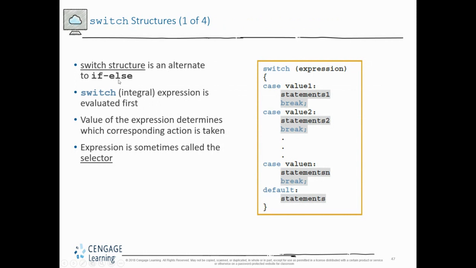So the switch structure is an alternate to if-else, right? Switch, which is an integral expression, is evaluated first. So up here you have an expression. Let's say the expression can be, you know, letter grade or numeric score, whatever. And then the cases will be the choices. So let's pretend that it's for numeric grade. So this is up here, numeric grade.